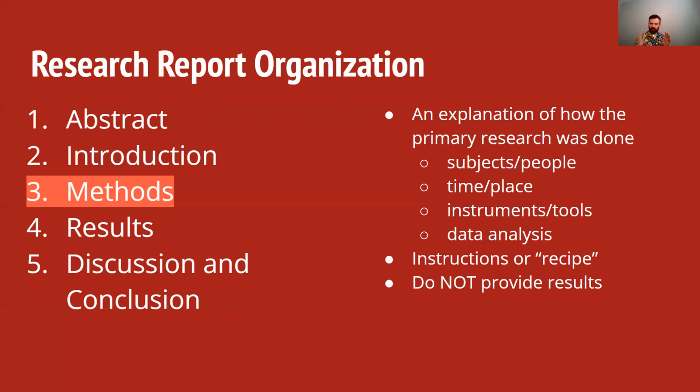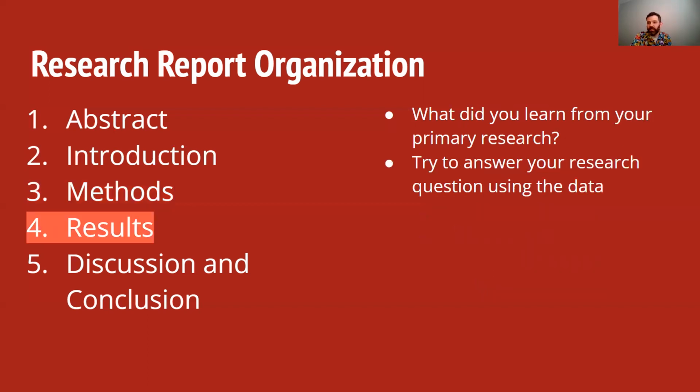In this section, all you're doing is trying to help someone understand, if they wanted to reproduce or redo your primary research study, what would they have to do? Who would they have to talk to? What kind of tools would they have to use? And how would they have to analyze the data so that they could come up with a result similar to your own? So when you create your outline for this section, you want to include some information about who you interviewed, where, how, why, and what you used to collect the information and to analyze the information.